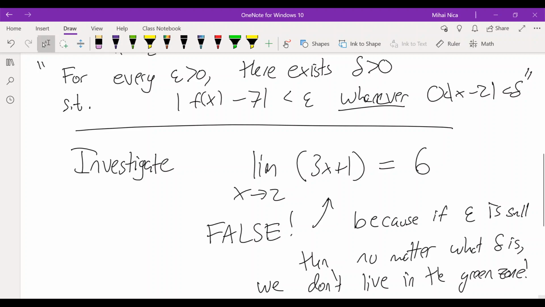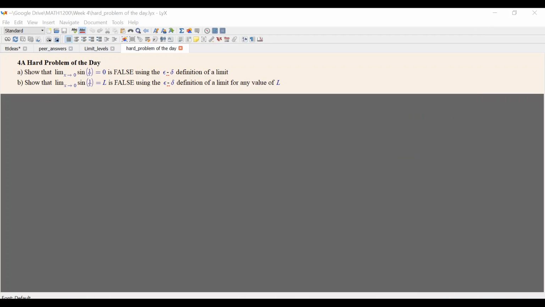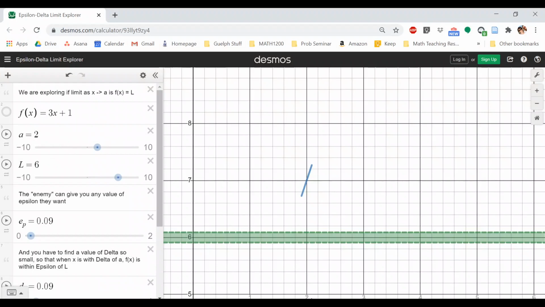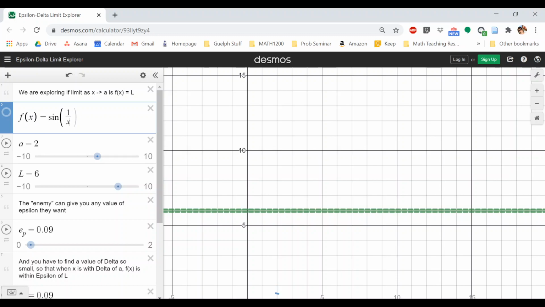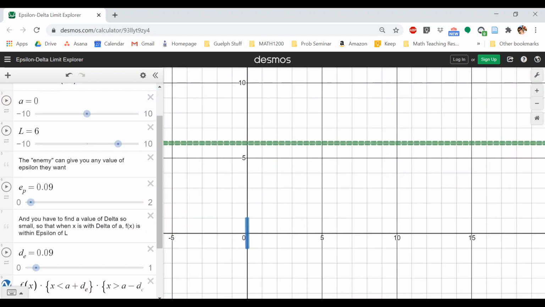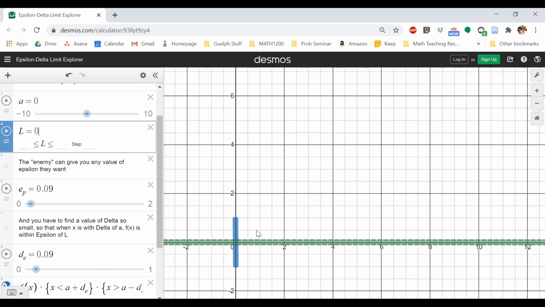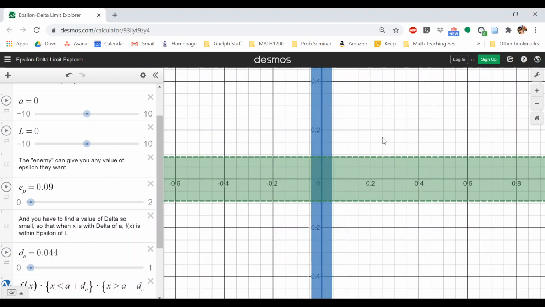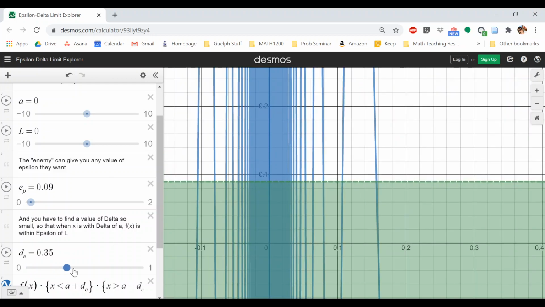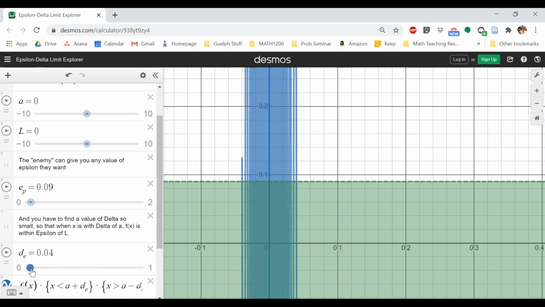Okay, so hopefully that helps you figure out how this explorer works, and I think you could try it for a number of examples. You can type in any f of x you want, and indeed the hard problem of the day is about the function sine of 1 over x, and it's about the point a equals 0, and you can start by trying to show that the limit is not 0. So you would zoom in on this and say, okay, what if we shrink delta enough, do we eventually live in the green zone or not? Why or why not? And can you convert that into something mathematical? This is, by the way, that crazy function we saw on the first day of class that oscillates faster and faster as you get really close to 0.